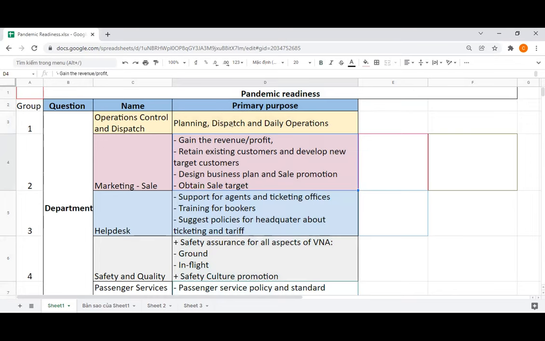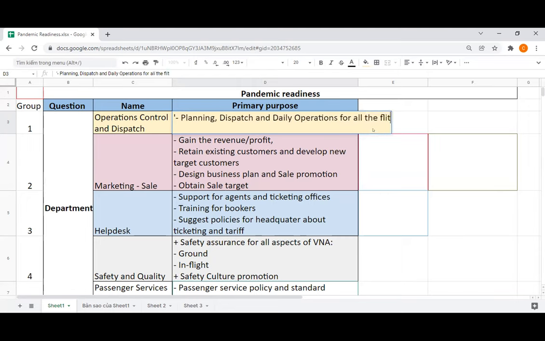Yeah. Okay, let me explain. Operation control and dispatch is mainly, the main task is planning the schedule of Vietnam Airlines flights, and we also prepare the CFP for all the flights, and we control the operations of the flights. We also have daily operations for all the flights of Vietnam Airlines. That is the main task of operation control and dispatch. So this is a 24/7 function, presumably. Yes. Okay.